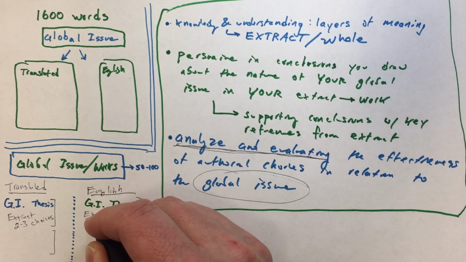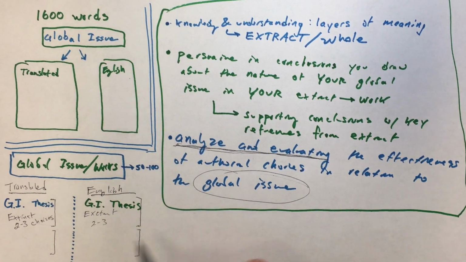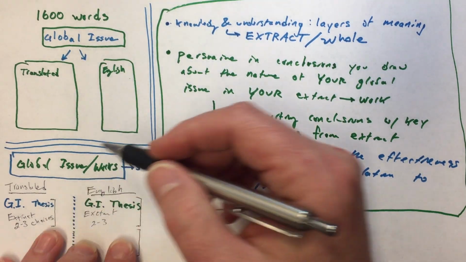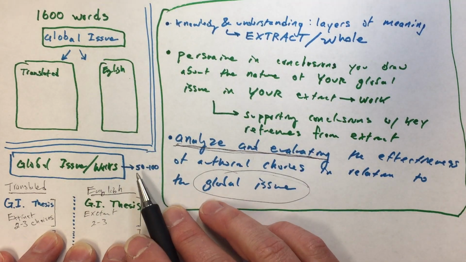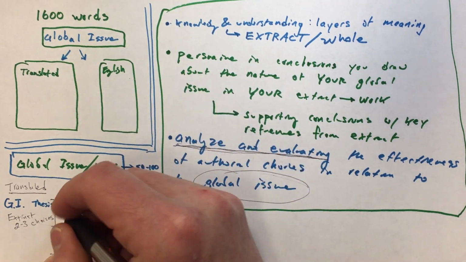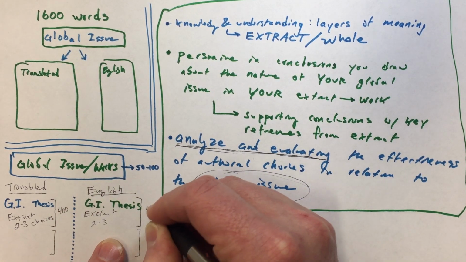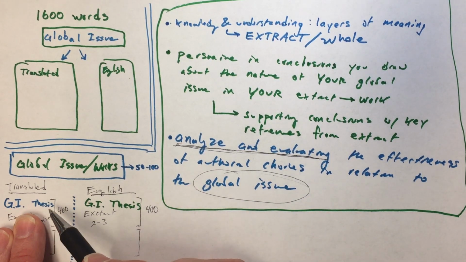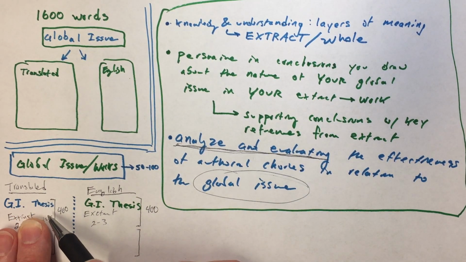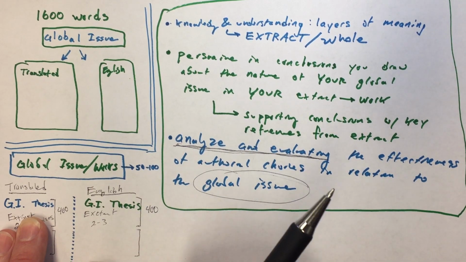So this is going to be similar. You're going to have your extract, and you're going to have two or three choices in relation to that extract. You're also, in this little portion right here, dividing up our words. I think 400 here and 400 here. So you'll probably contextualize your extract a little bit. You're going to locate it within the text very quickly, in one sentence.